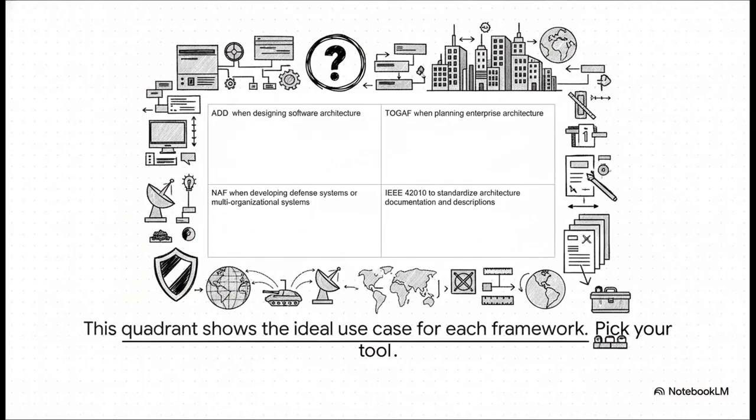All right, let's make this super simple. Here's your cheat sheet. If you're designing a specific software system where quality is everything, you grab ADD. If you are planning for the whole company and need to tie IT to business goals, that's a job for TOGAF. If you're building something massive that has to work across multiple big organizations, NAF is your go-to. And for any of these projects, when you need to document your plans clearly and consistently, you use the IEEE 42010 standard to do it.